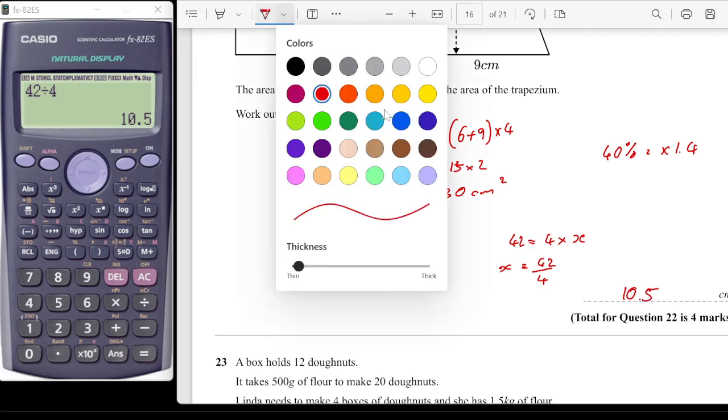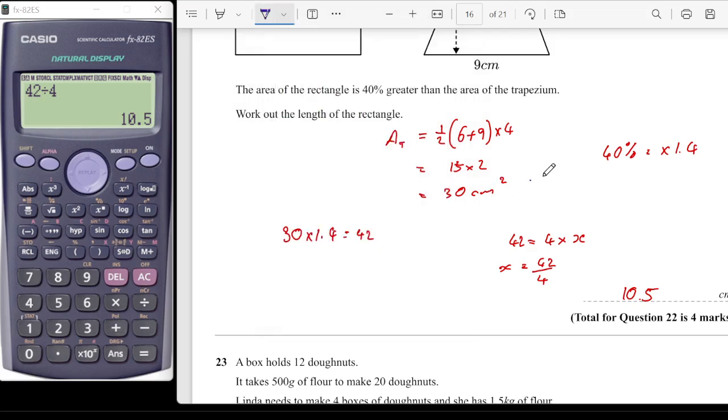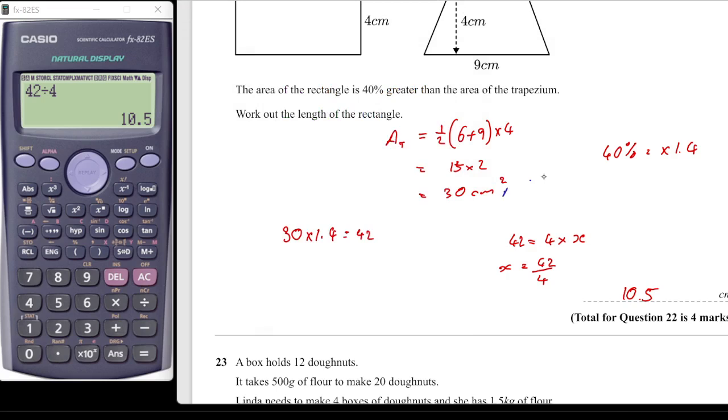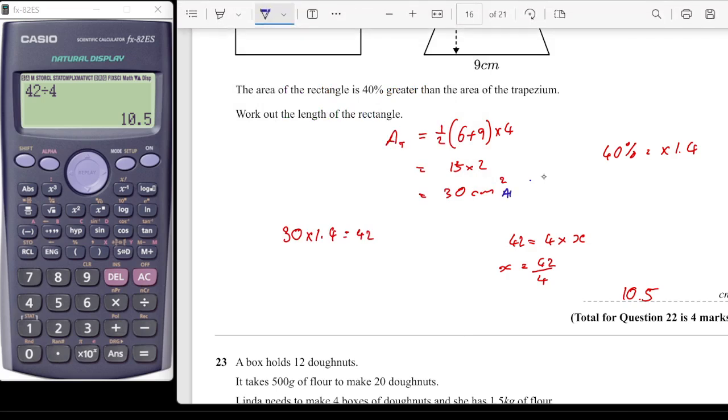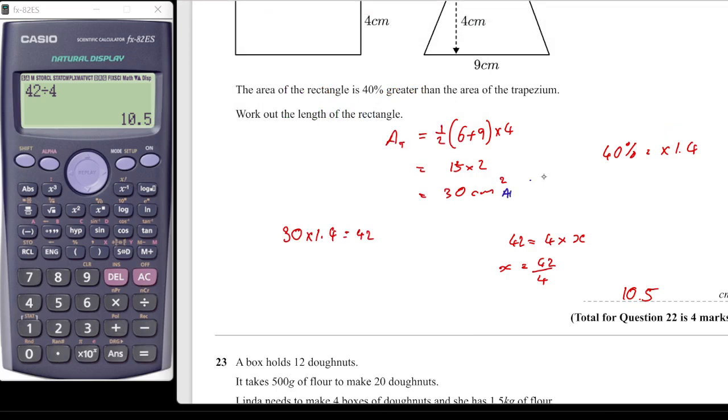Okay, and the marks are awarded for A1 for the area of the trapezium being 30 centimeters squared, so A1 there. M1 for 40% of their area, correct. So we'll go M1 there. M1 for area of a rectangle being equal to 42, so M1, and then A1 for 10.5.